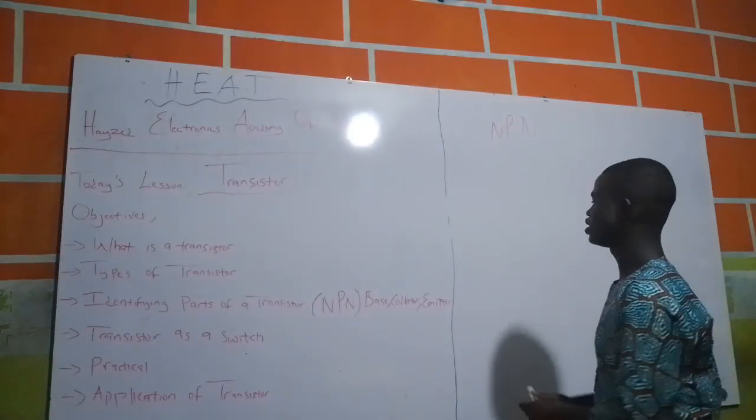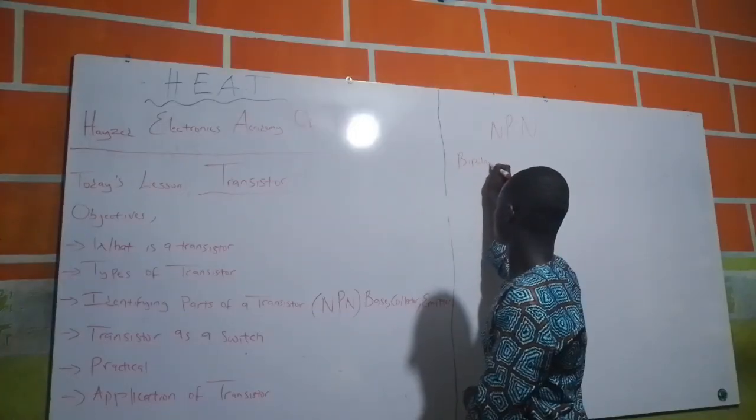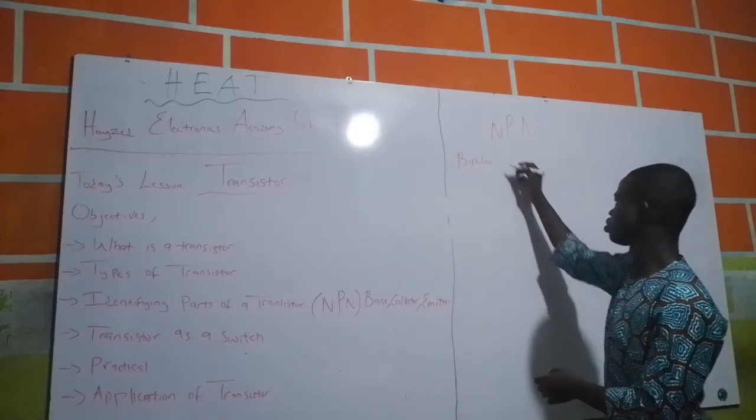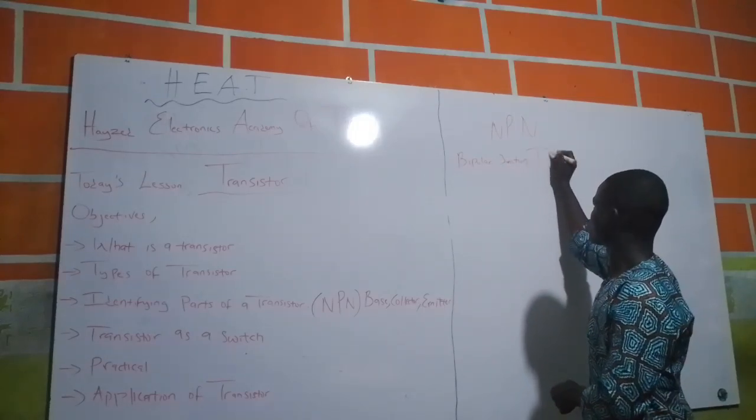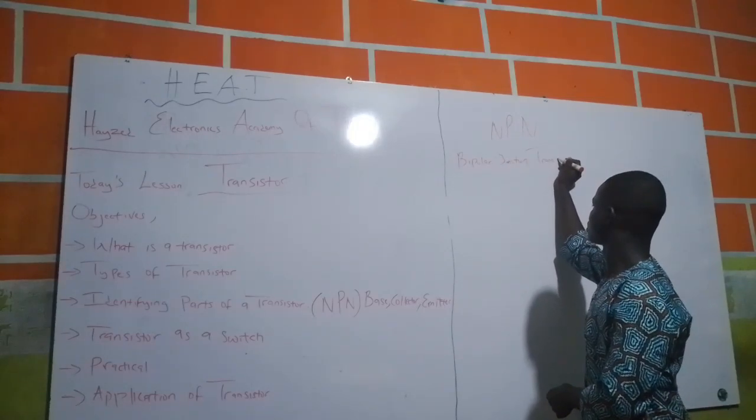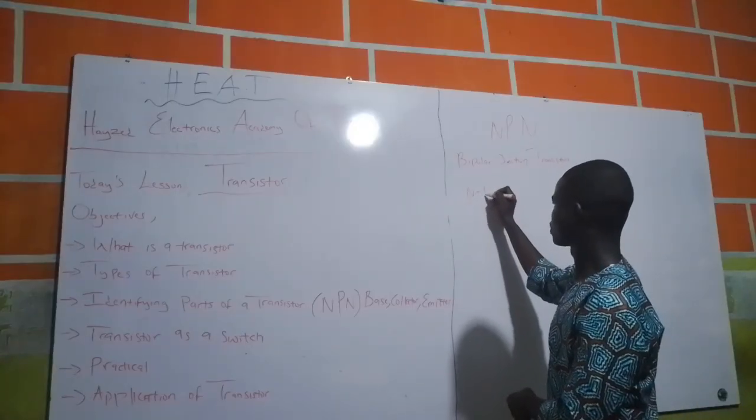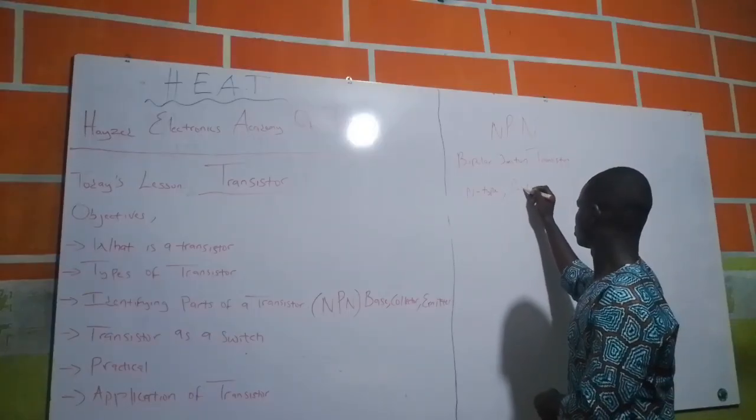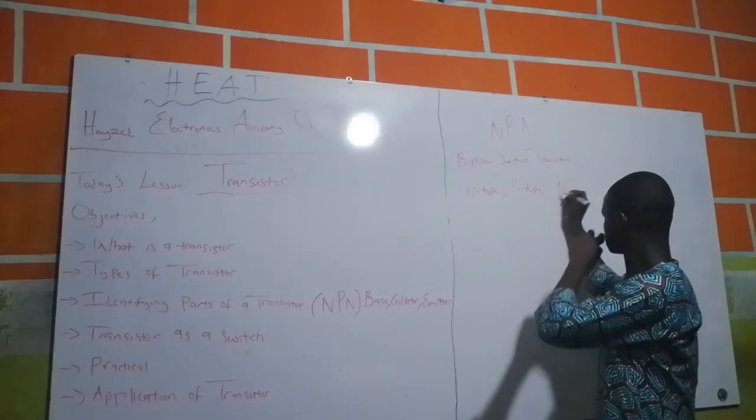BJT, that's why you see they said bipolar. Bipolar, different type of polarity. So a BJT transistor is a type of transistor that contains N type, P type, and what? N type again.